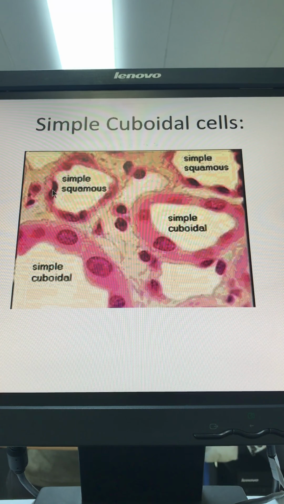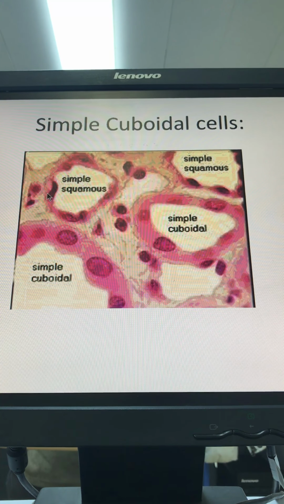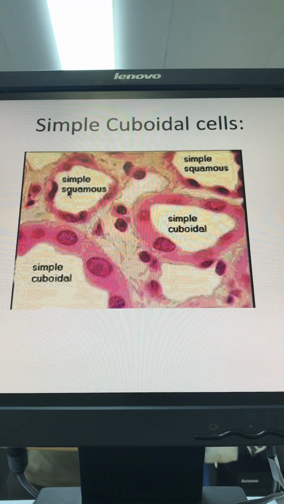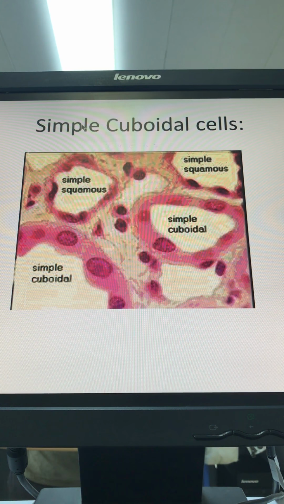Identify the type of tissue. Simple squamous. I have a flattened nucleus in a single layer. This is simple squamous. Again, this is a section from the kidney. Just the tissue for the epithelium here, okay?